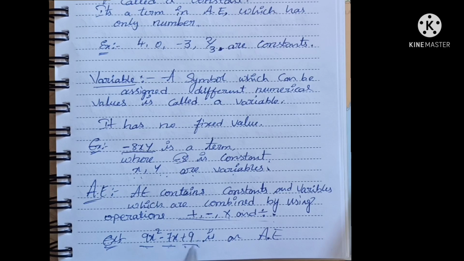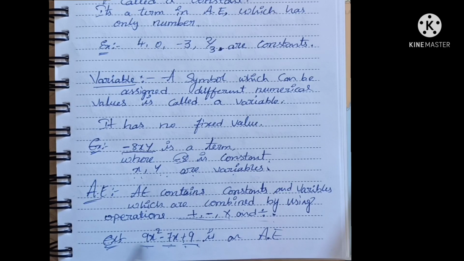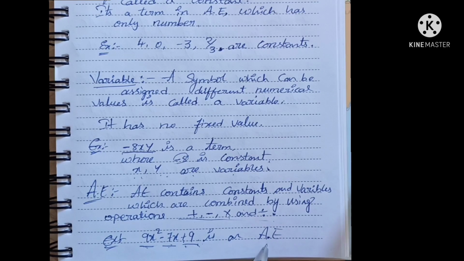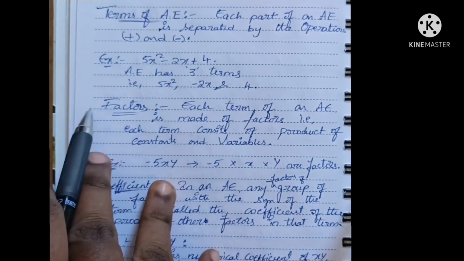It is a fixed value. So it has three terms which are written by putting some operations, that is minus and plus, so that it can be totally called an AE. So we have finished understanding what an AE is.